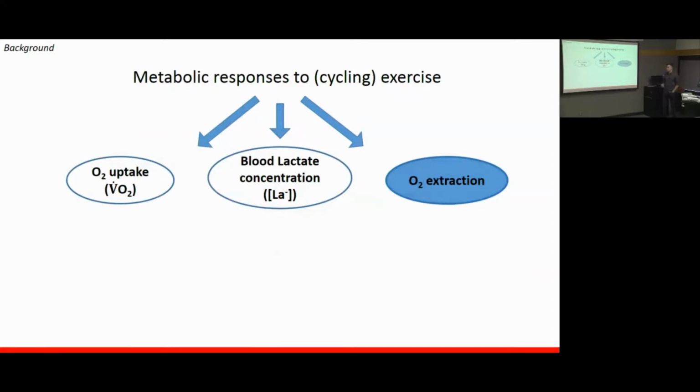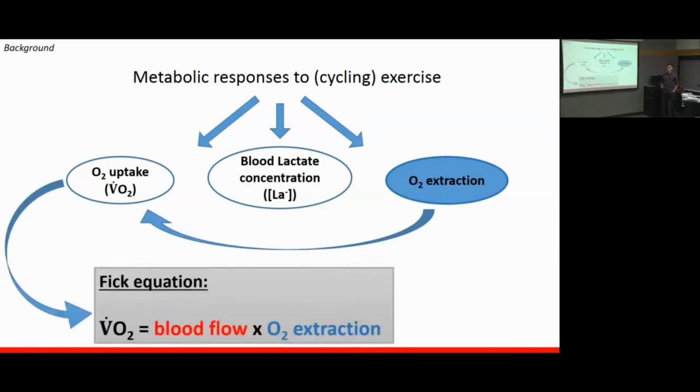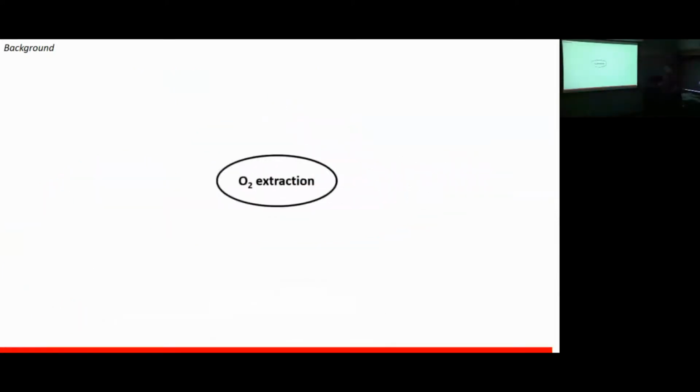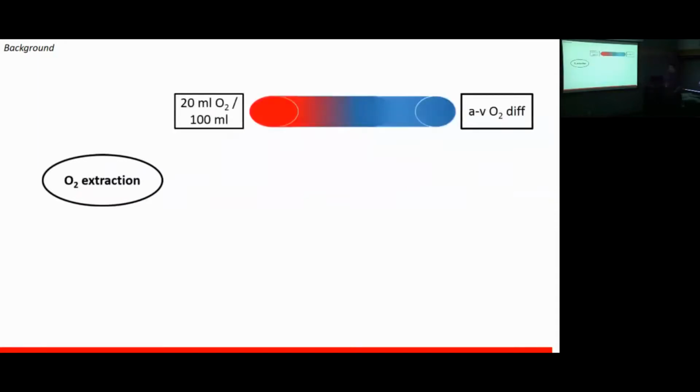And particularly for oxygen extraction, we assess this variable during different types of exercise. However, all these measurements are related to themselves. For example, the oxygen extraction is strictly related to the oxygen uptake, the VO2, because of the Fick equation that tells that VO2 equals blood flow times oxygen extraction. So everything is related. But what is oxygen extraction?